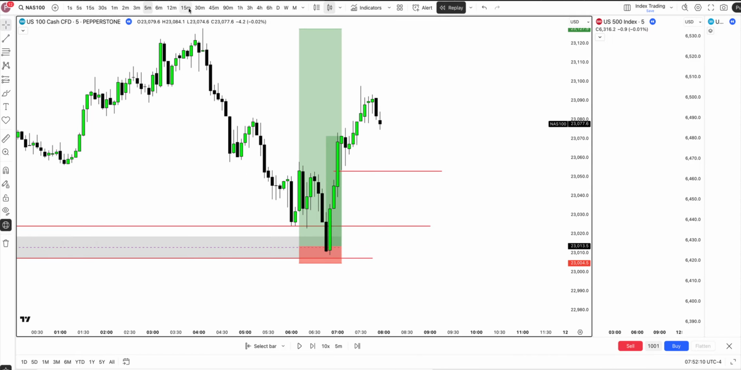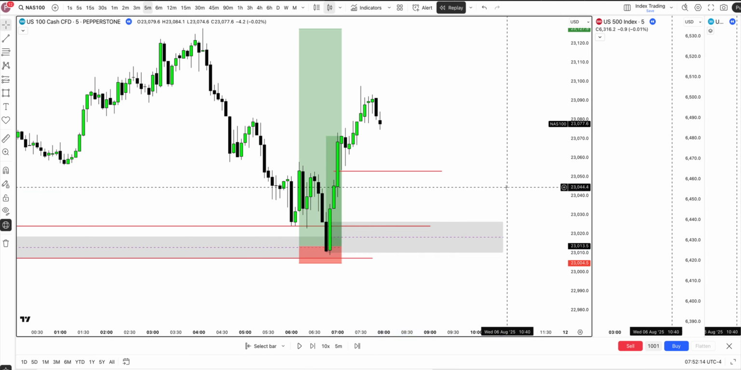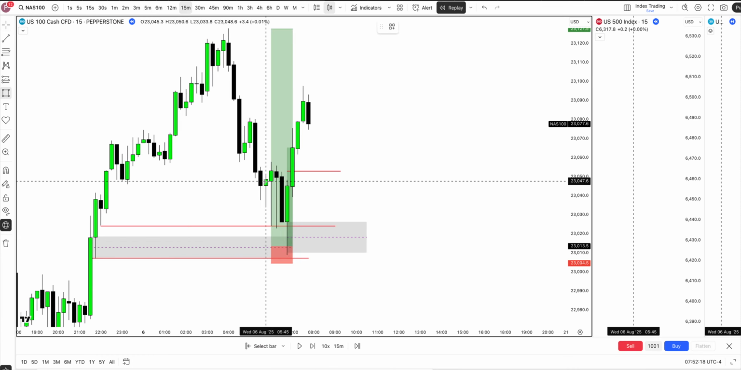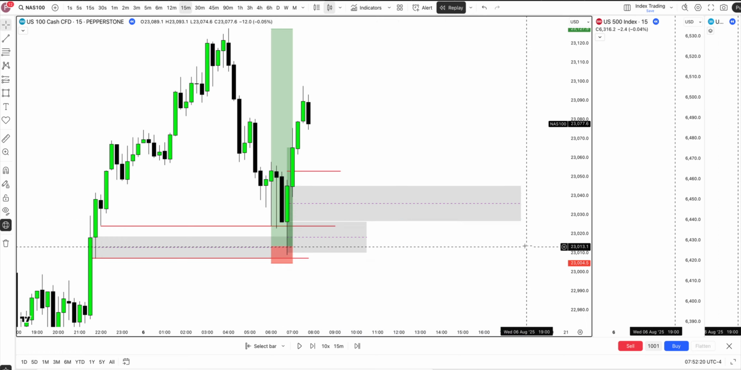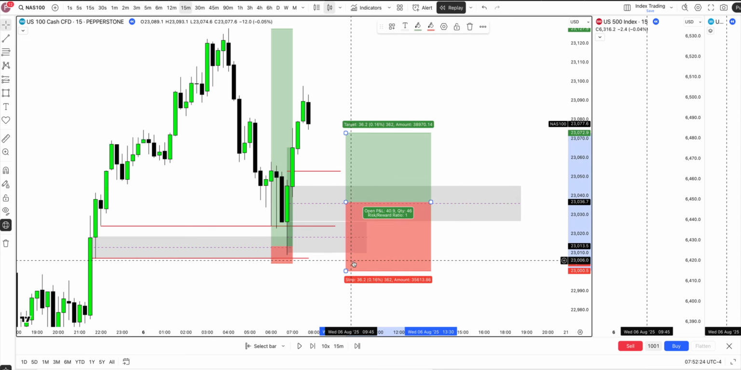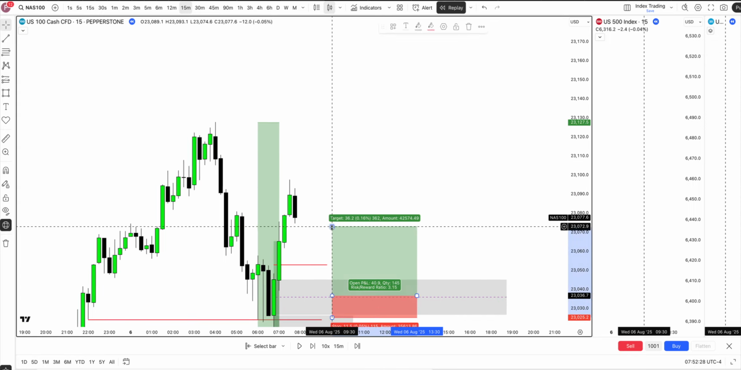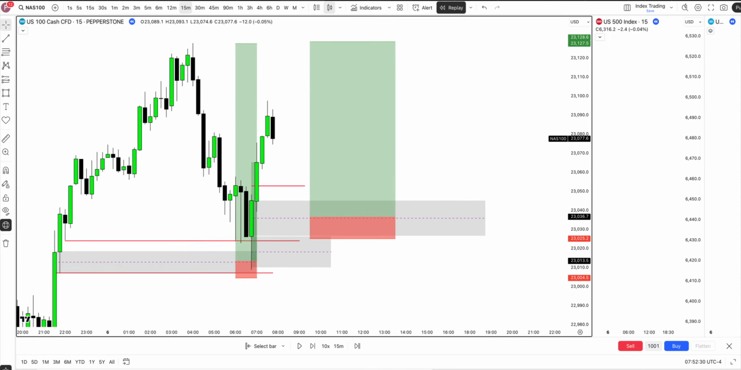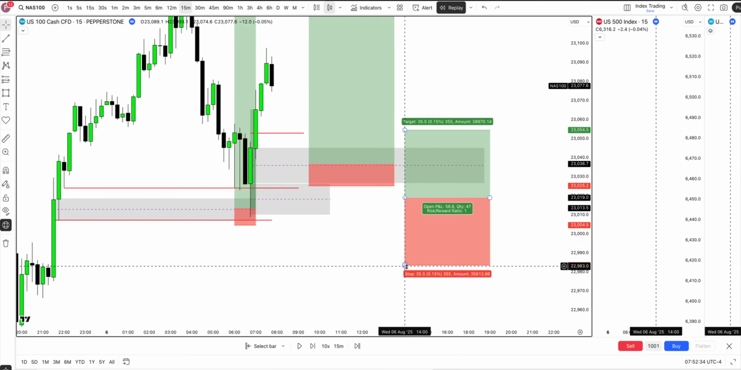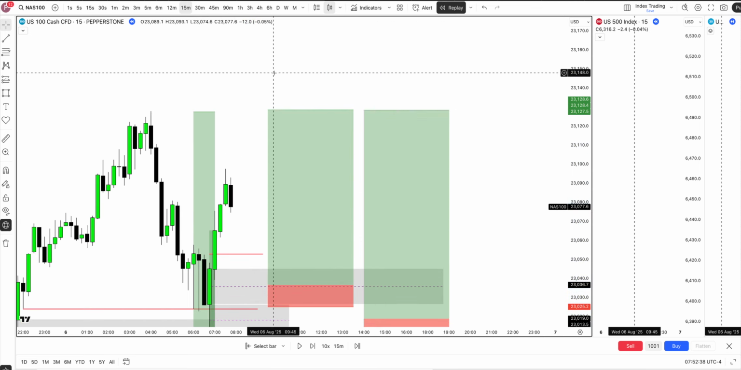Well, let's consider the facts, right? On the 5-minute chart, we have this POI there. On the 15-minute chart, we have this one. Okay? So it's either going to be this or it's going to be this. Alright? That's the situation. Let's see.